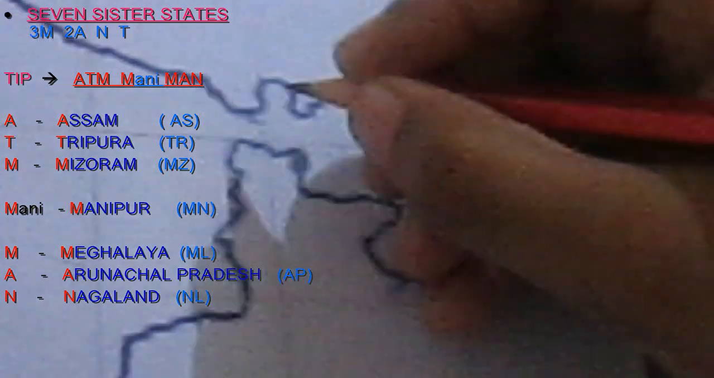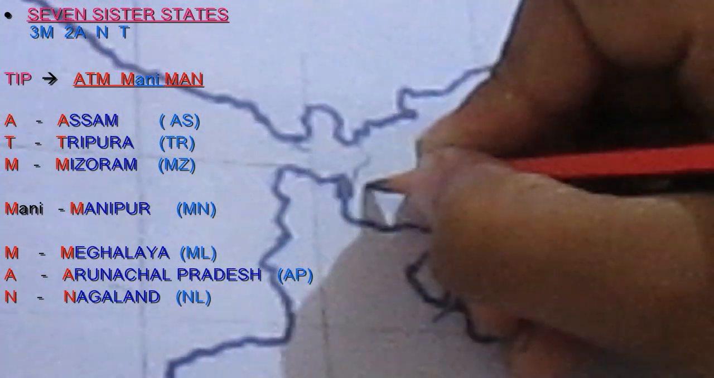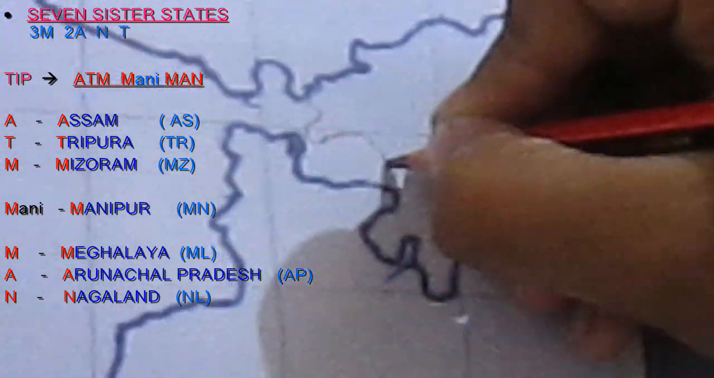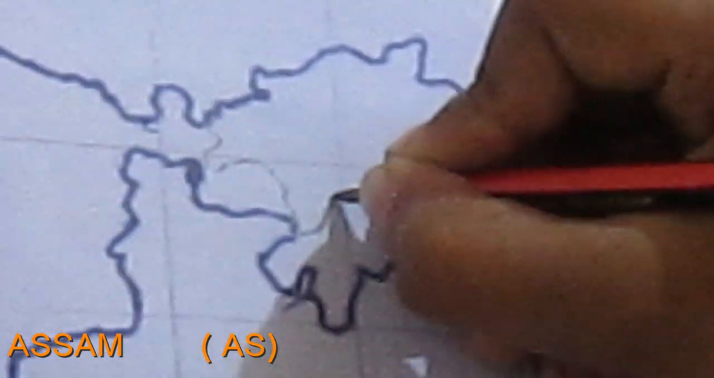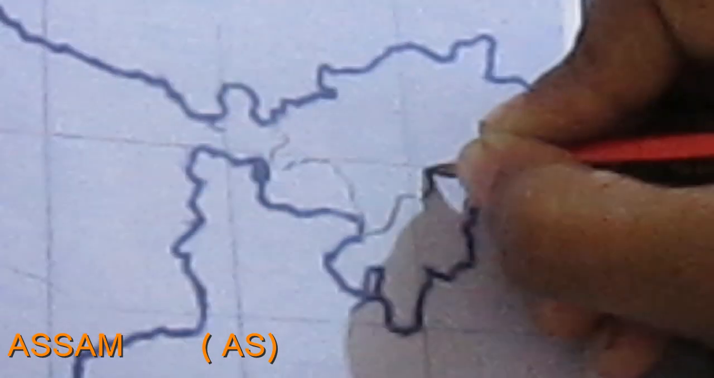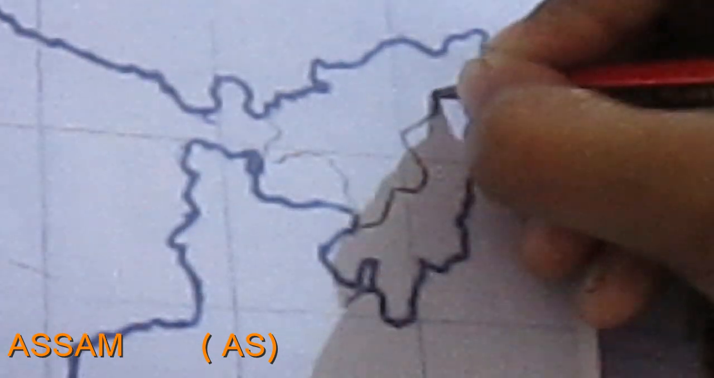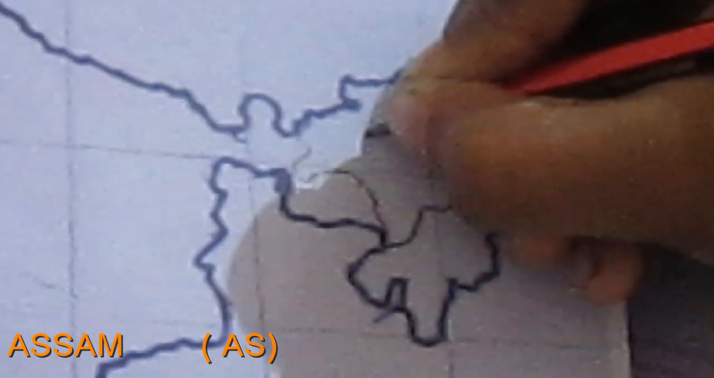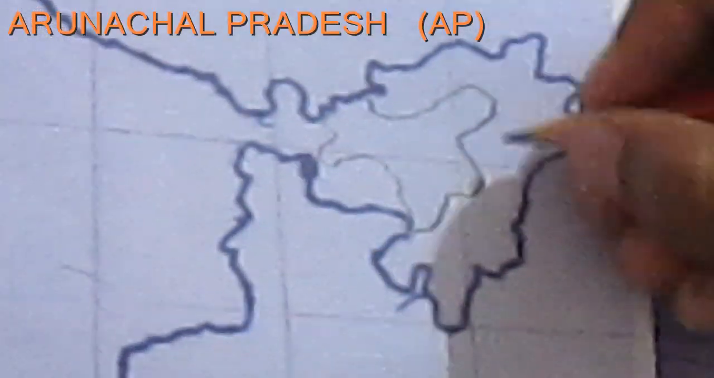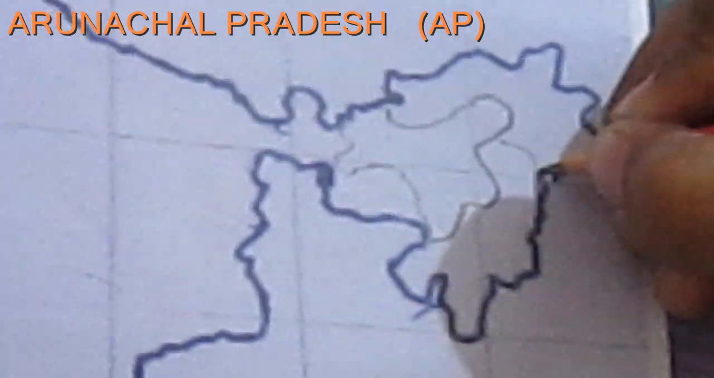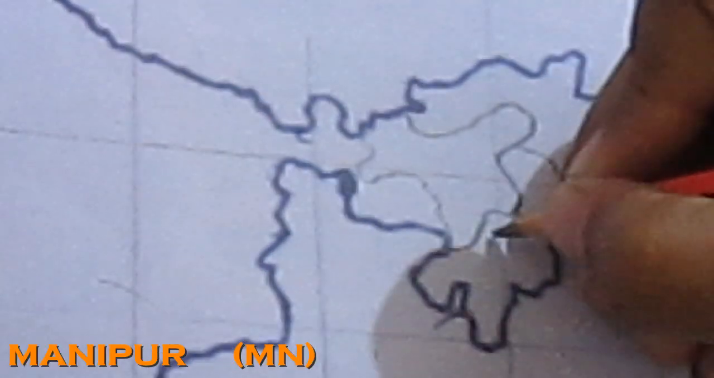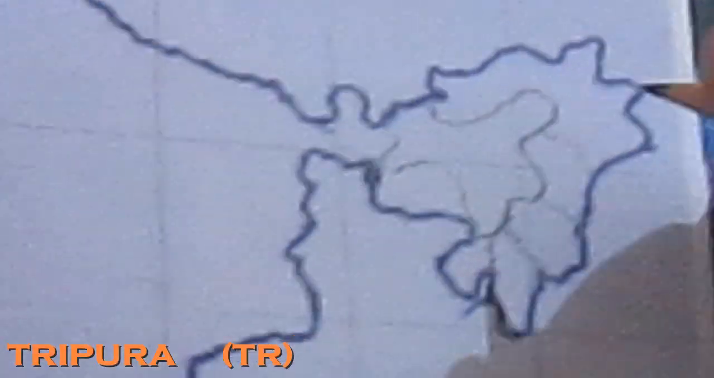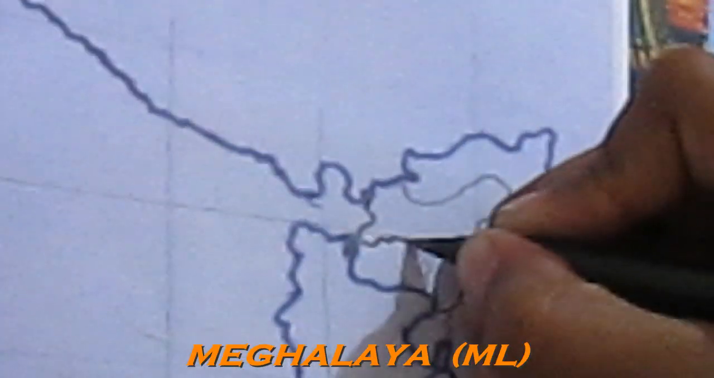seven sister states. They are Assam, Arunachal Pradesh, Nagaland, Manipur, Mizoram, Tripura and Meghalaya.